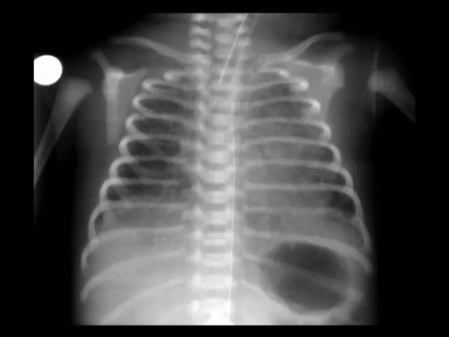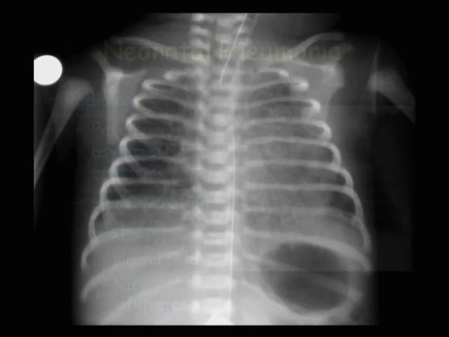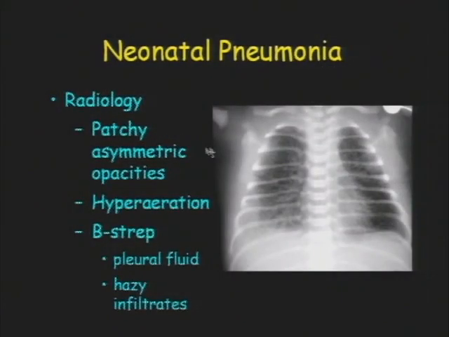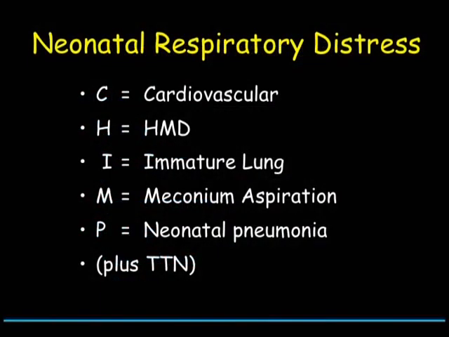Now this one, I don't know that you could really tell, is this a pneumonia or is this retained fetal lung fluid? And so often these babies will be followed and they'll be put on antibiotics not knowing which they actually have. And then if they rapidly clear, like I showed you for the retained fetal lung fluid, they'll go ahead and stop the antibiotics. They're patchy asymmetrical opacities. They have areas of hyperaeration, and again, you watch for that growing pleural effusion.